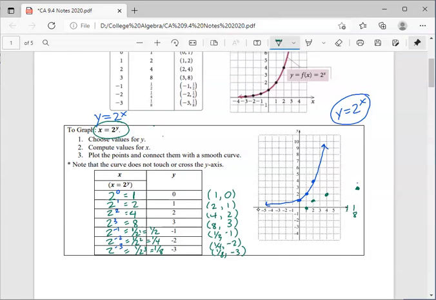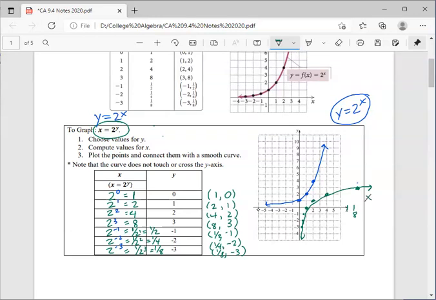So I've got a point at 1/2, -1, 1/4, negative... I'm sorry, 1/4, -2. Sometimes when I do these backwards like this, I forget that I'm on my x-axis, not my y-axis. And then 1/8, -3. So this line gets really close to the y-axis, or this function gets really close to the y-axis, but it doesn't ever touch it.